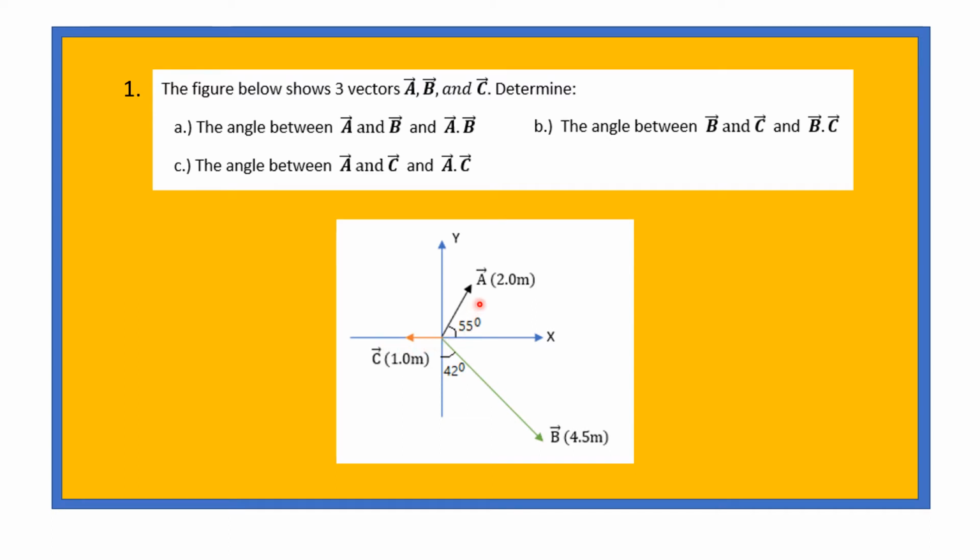Vector A has a magnitude of 2.0 meters, vector B has a magnitude of 4.5 meters, while vector C has a magnitude of 1.0 meter. This angle is 55 degrees, while this is 42 degrees. The questions are, what is the angle between A and B, and what is A dot B? Next is to find the angle between B and C, and what is B dot C? Lastly, we have calculate the angle between A and C and find A dot C.